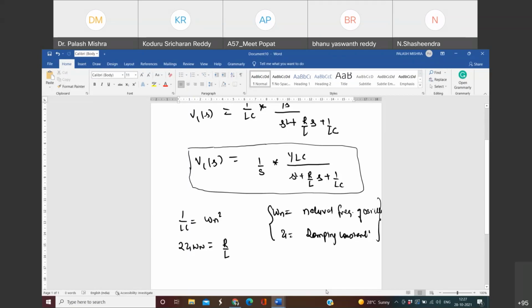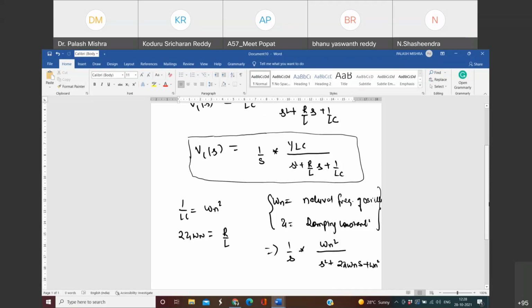So if you substitute these values in omega n and the R by L values, you can write it as something like this. So VC(s) can be given as 1 by S into omega n square upon S square plus 2 zeta omega n S plus omega n square. Okay. That's just a simple representation.